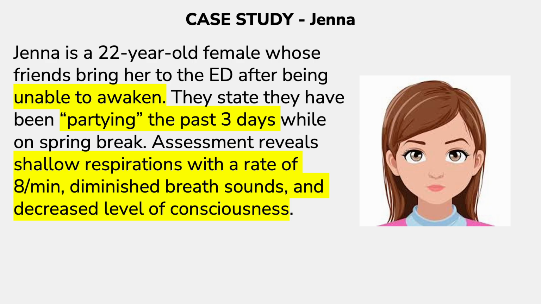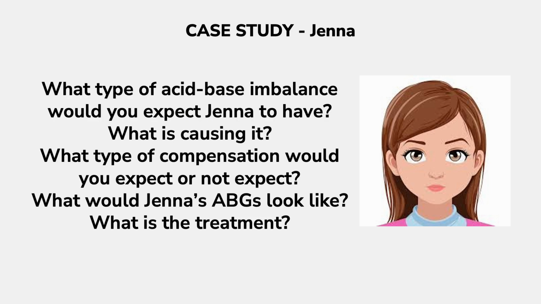Think about what happens when the patient is not breathing effectively. They're hypoventilating. They're not taking in enough oxygen or not blowing out enough carbon dioxide. What do you think is going to build up in the body? Carbon dioxide, right? And this can lead to acidosis, respiratory acidosis. So, what type of acid-base imbalance would you expect Jenna to have? We mentioned that earlier, respiratory acidosis. What is causing it? Hypoventilation. Because she ingested alcohol, she's way too relaxed, more than she should be, right? And so now she's hypoventilating.